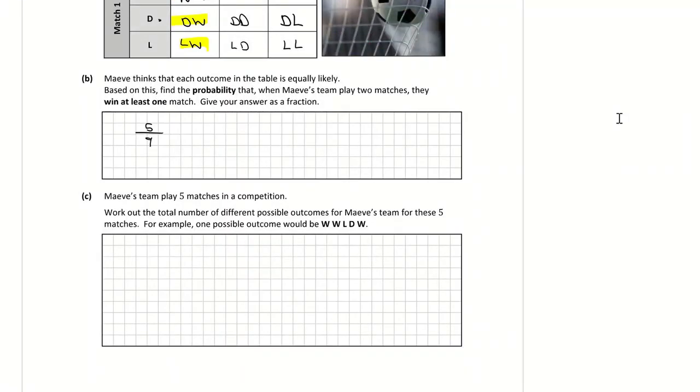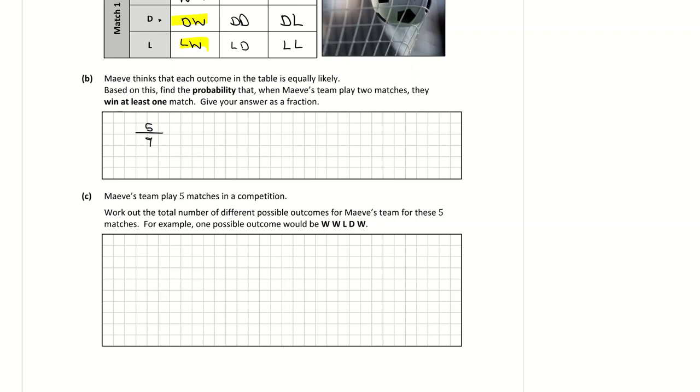And part C. Maeve's team plays 5 matches in a competition. Work out the total number of different possible outcomes for Maeve's team for these 5 matches. For example, one solution would be WWLDW. So win, win, lose, draw, win.